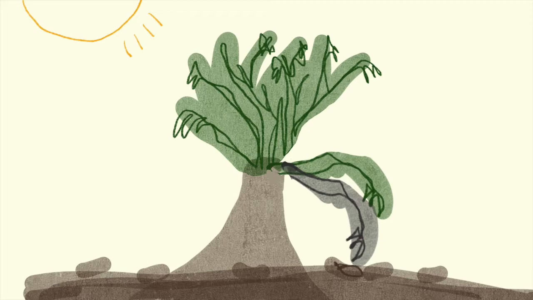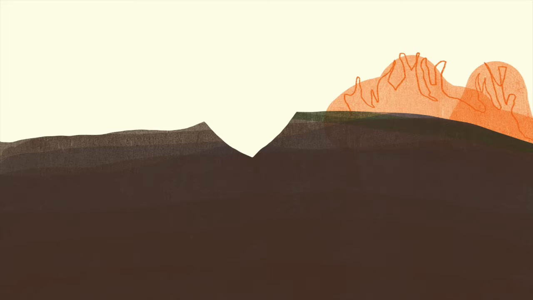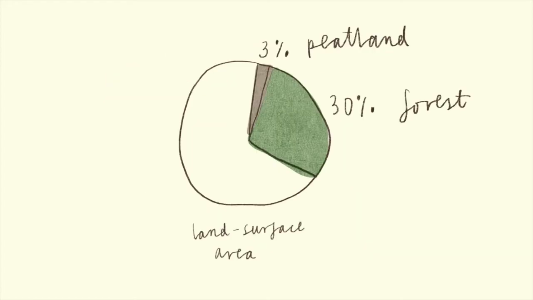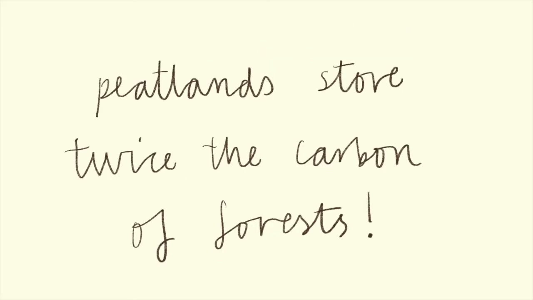So unlike forests that release carbon as part of their natural cycle, a healthy peatland will simply store the carbon for thousands of years, provided it isn't drained, burned, or otherwise degraded. Today, peatlands store 42% of the world's soil carbon, and despite only taking up 3% of the planet's land surface area, peatlands store twice the carbon as all the forests combined.